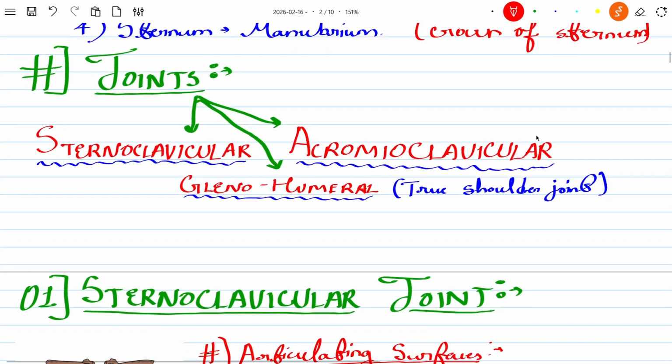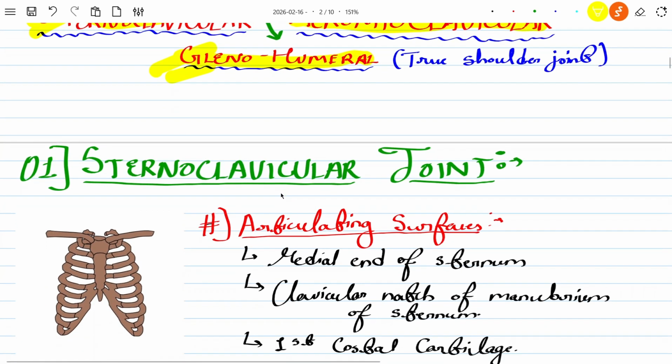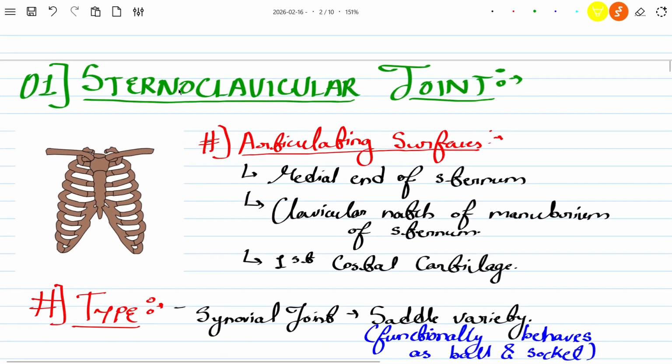Then coming to the joints, we have three main joints in the shoulder girdle: the sternoclavicular joint, the acromioclavicular joint, and most important, our glenohumeral joint. Among these three, the glenohumeral joint is the most mobile joint. After that, the sternoclavicular joint is more mobile, and the acromioclavicular joint is the least. So yeah, let's get deep into it.